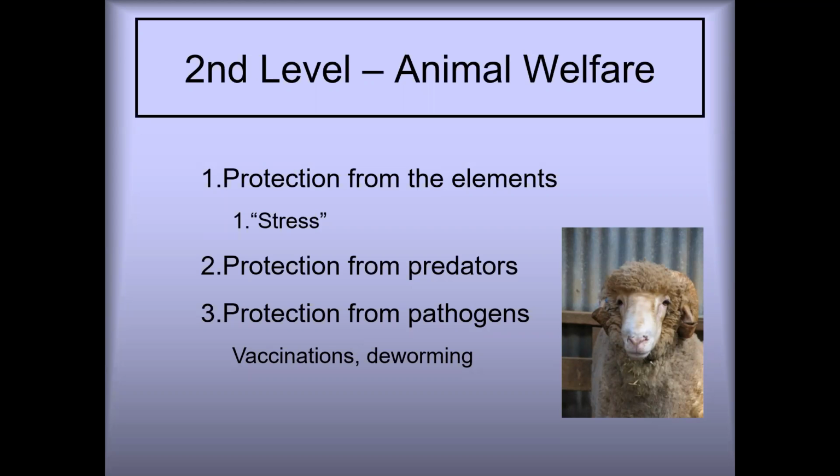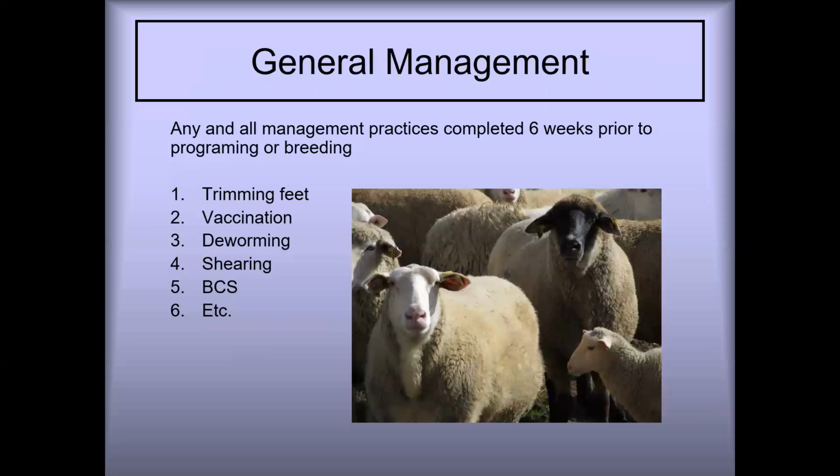So protection from the elements or stress. Stress is going to be a big thing that we have to manage, whether that's environmental stresses from poor nutrition, heat through the summer. Any of those kind of things are going to impact us negatively when we're trying to get these animals to breed, especially when it's early in the season or out of season. Obviously, predators is kind of a given when Wile E. Coyote's out there running around. Then also protection from the pathogens, so whether we're vaccinating against viruses or whether we're deworming against parasites.